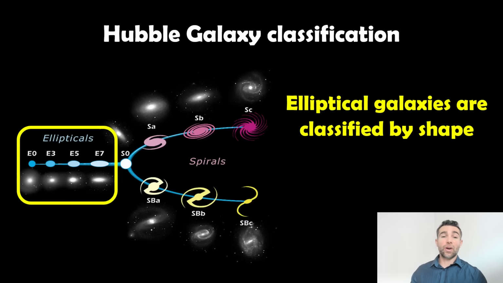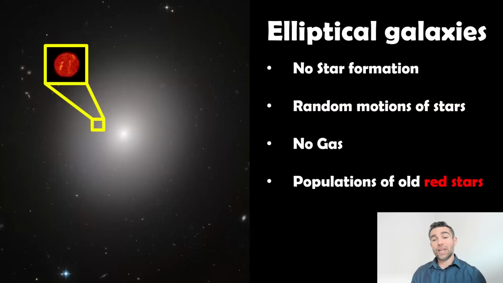Now, on the left-hand side, you've got your elliptical galaxies. These are mostly classified by their shape, so a more circular or spherical one is going to be E0 all the way up to E7. However, I've done a separate video explaining that E5, E7, even E4, those galaxies are not necessarily ellipticals, they're actually lenticulars, which we're going to cover very shortly. But they are classified by their shape, and I've done a separate video on how you classify that.